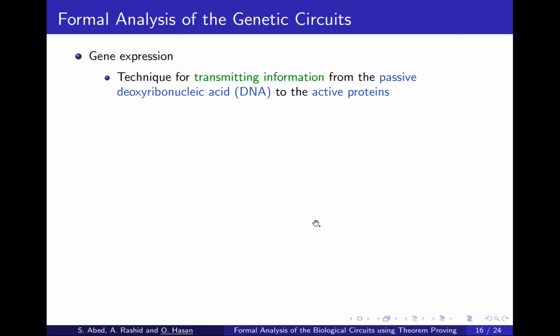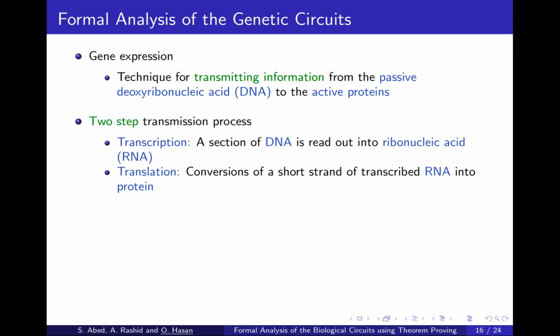So now let's come to the main focus of our case study, which is on genetic circuits. Now, gene expression is a technique that allows us to transmit information from passive DNA to the active proteins. This technique is mainly composed of two steps, and the first step is called transcription, in which a section of the DNA is read out into an RNA, and then the translation step comes in which we convert a short strand of the transcribed RNA into the protein.